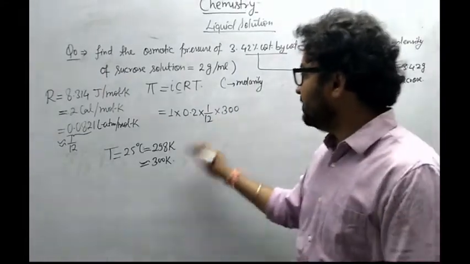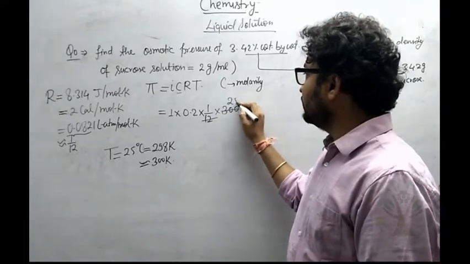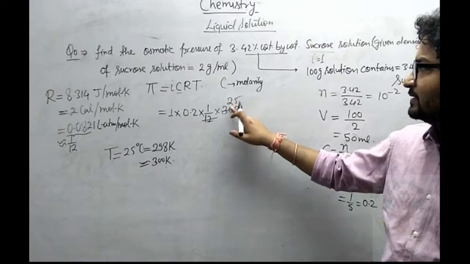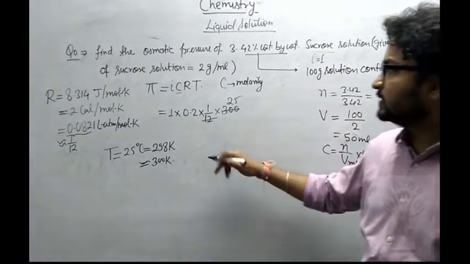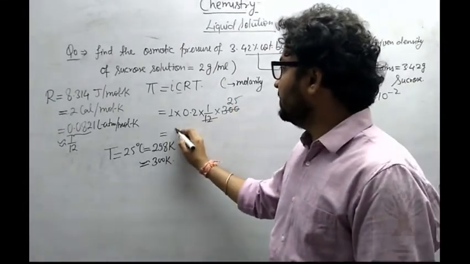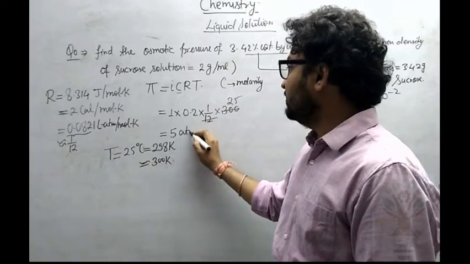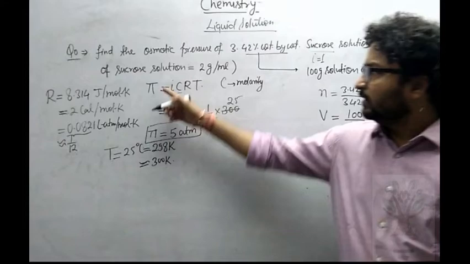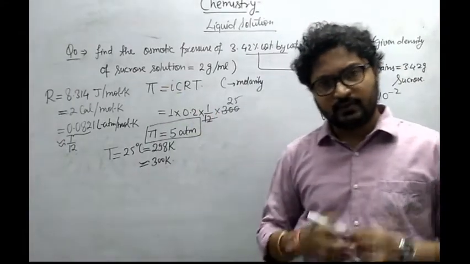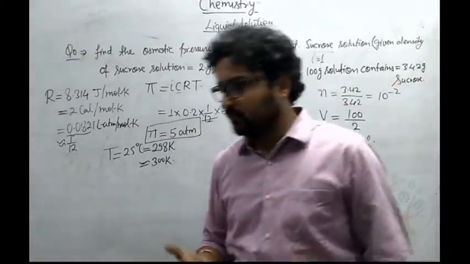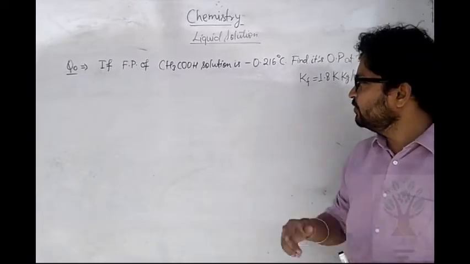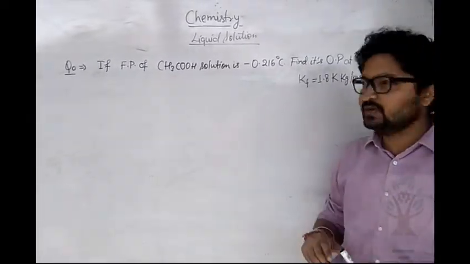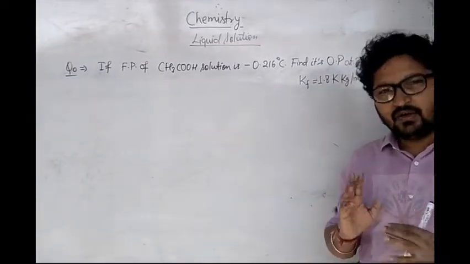Now let's see. If you cancel, it goes 25 times. 25 into 0.2 is coming as 5 atm. This is the osmotic pressure of our sucrose solution. Clear? Good. Moving forward, the next problem is, if the freezing point of a solution is minus 0.216 degrees Celsius, find its osmotic pressure.